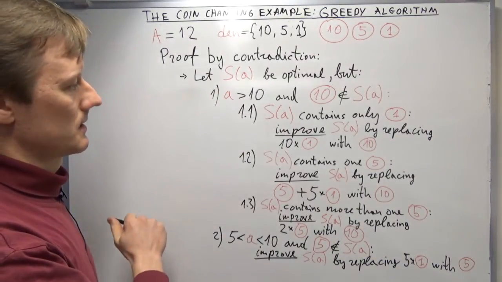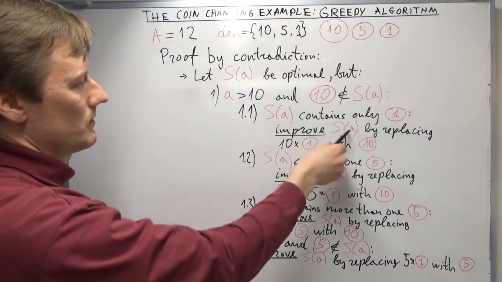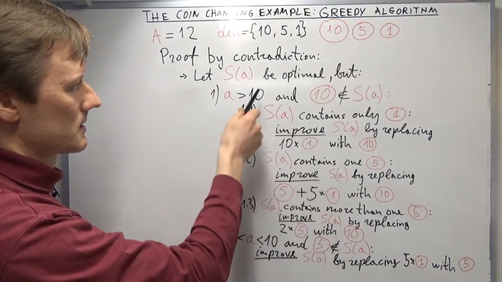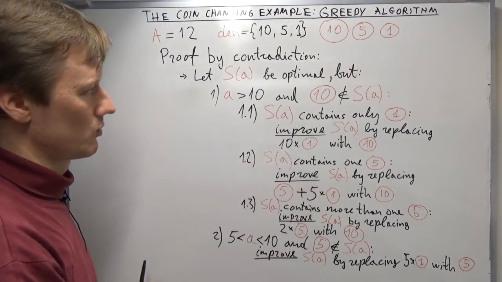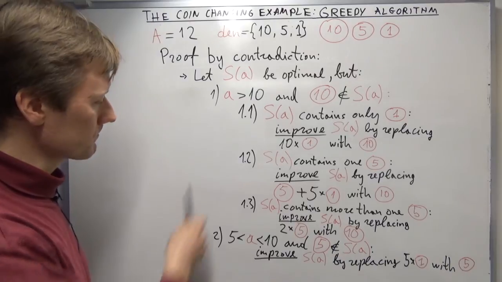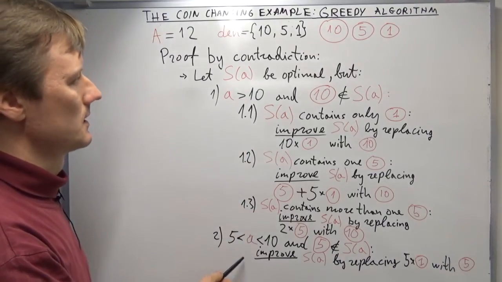So that's in every case. Here we see that this leads to contradiction. We said that it's assumed to be optimal, but we show that we can improve it by using 10 krona. We have to look at all the cases.